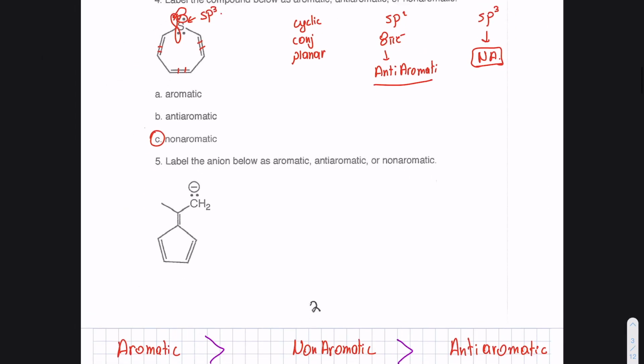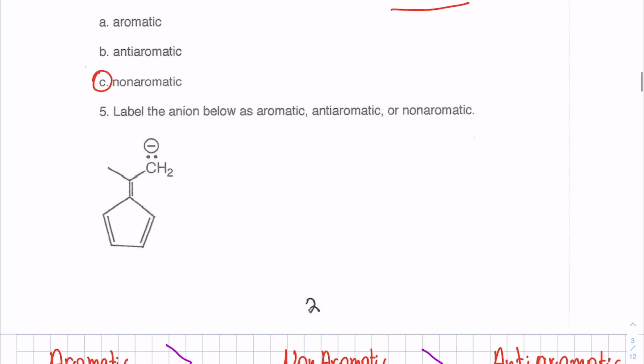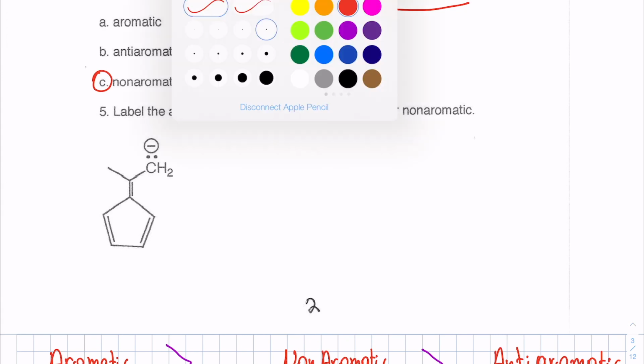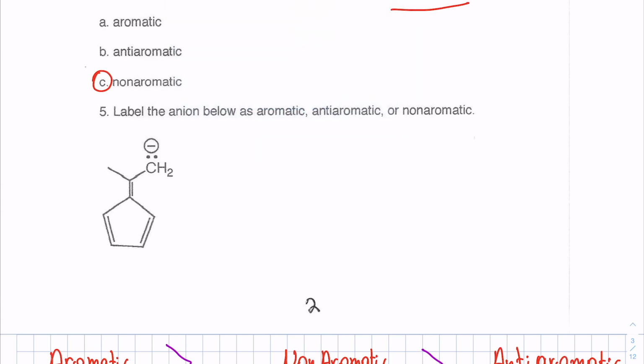Alright, so for number 5, label the anion below as aromatic, anti-aromatic, or non-aromatic. So for this case, you should draw the resonance structure of this molecule. So we start with this negative charge going back down and then kicking off those electrons into the ring.